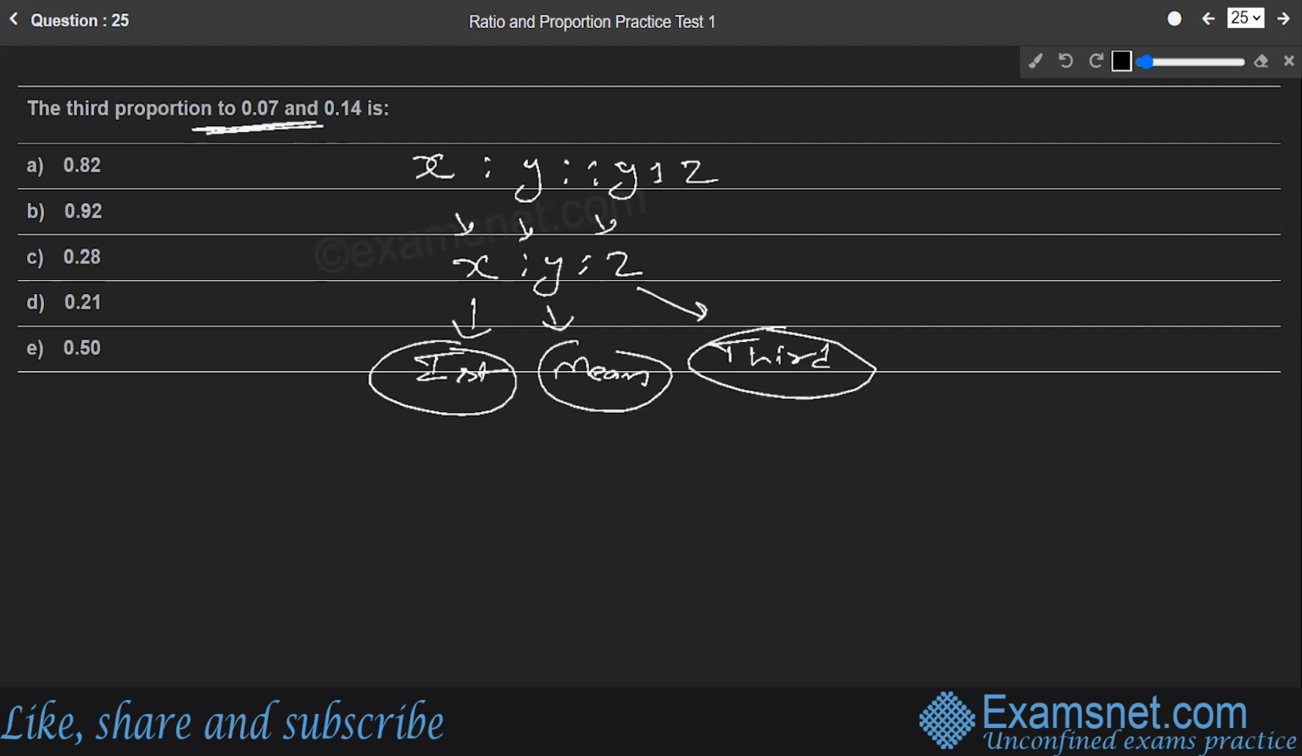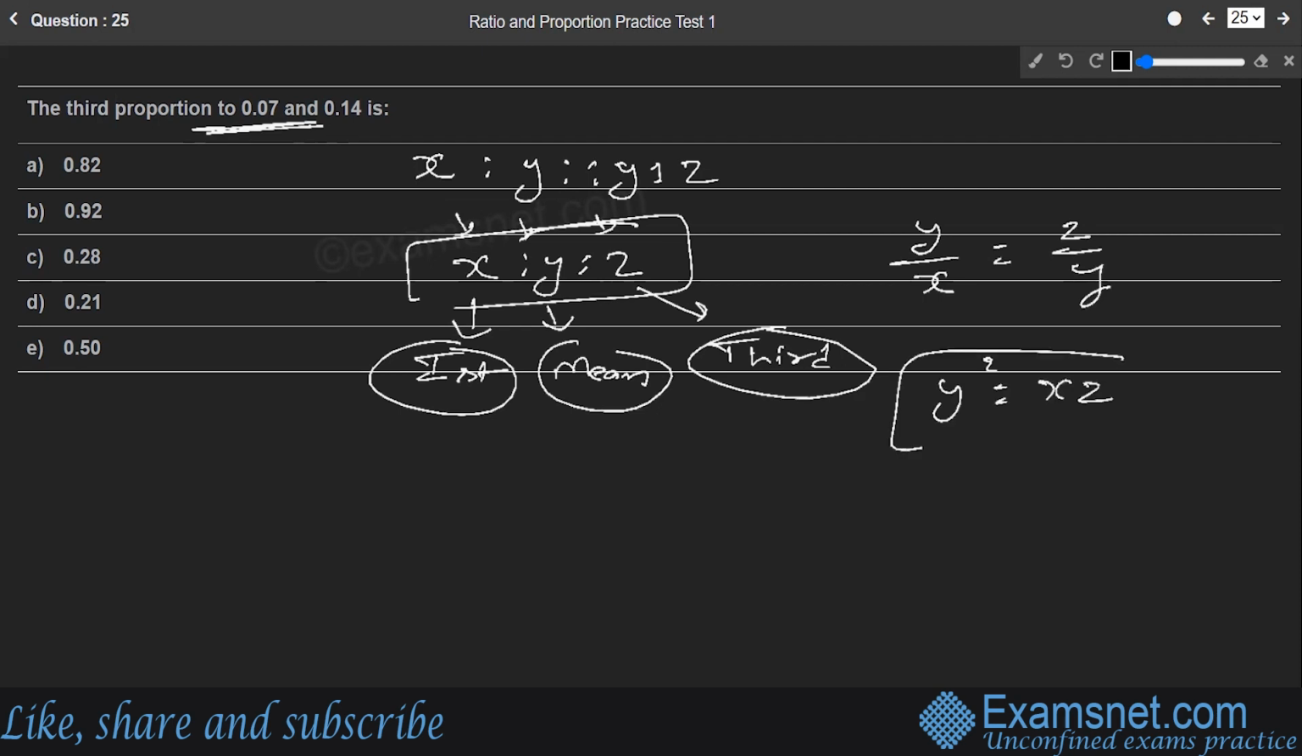And what is the connection between them? Whenever these three numbers are connected together, the connection between them is y by x is z by y, or we can say y square is equal to xz. This is how they are connected. y square is equal to xz.